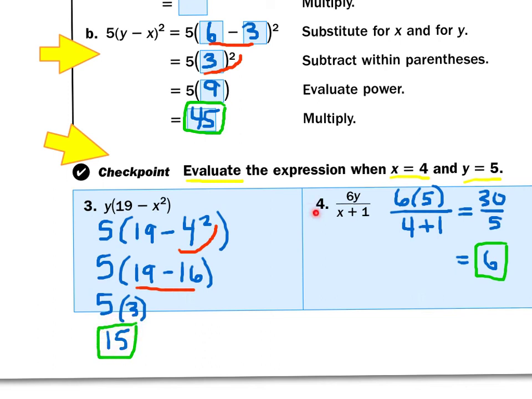Okay, take a look at number 4. So we have 6y over x plus 1. Well, I like to substitute in the values first. So I have the 5 in for the y and the 4 in for the x. And now with a fraction, I just remind my students, do what's in the numerator first. So 6 times 5 gives you 30. And then do the denominator next. So 4 plus 1 gives you 5. And the last thing you do is divide. So 30 divided by 5 gives us 6.